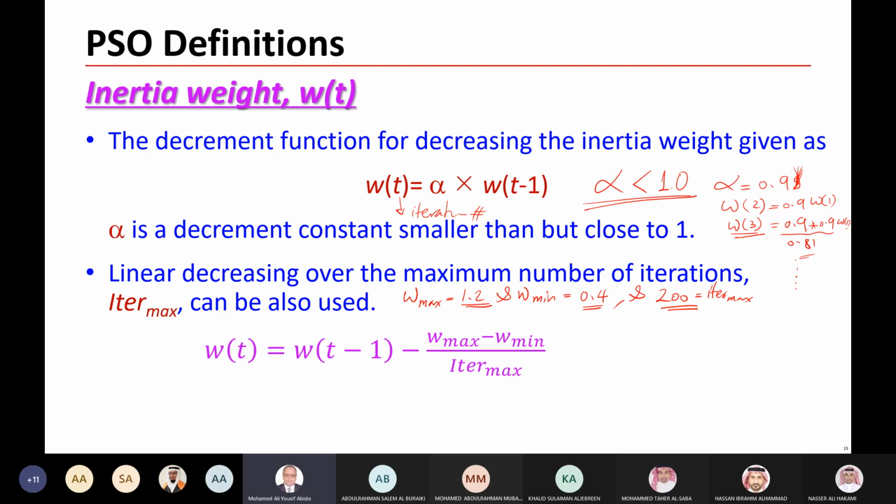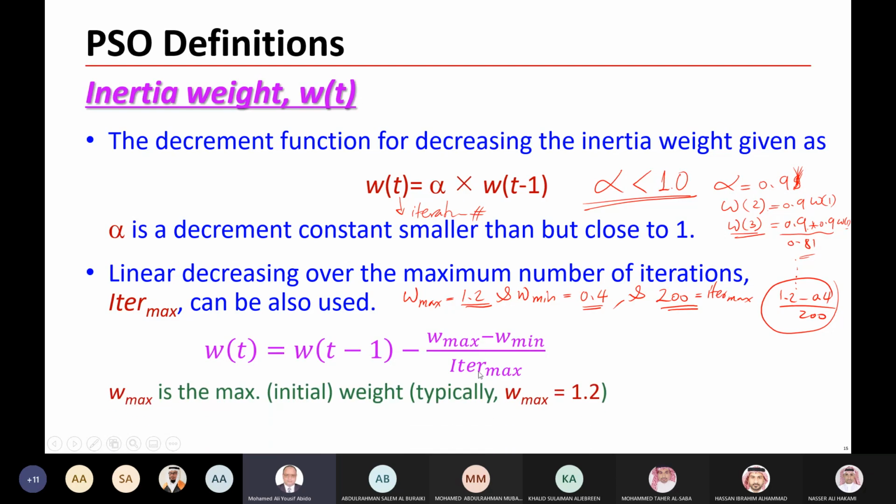And you can decrease this omega linearly. So you can have omega of t, or W of t, equal to W of t minus 1 minus this increment. This increment is 1.2 minus 0.4, over 200. So at each iteration, you reduce the omega, or W, the inertia, by 0.8 over 200. So each iteration you decrease the omega as such.